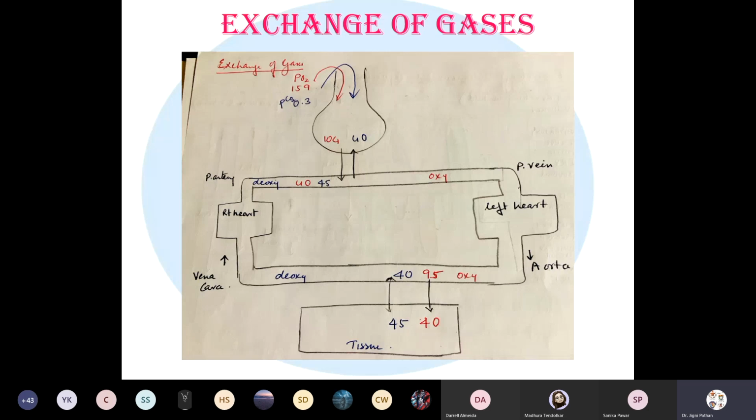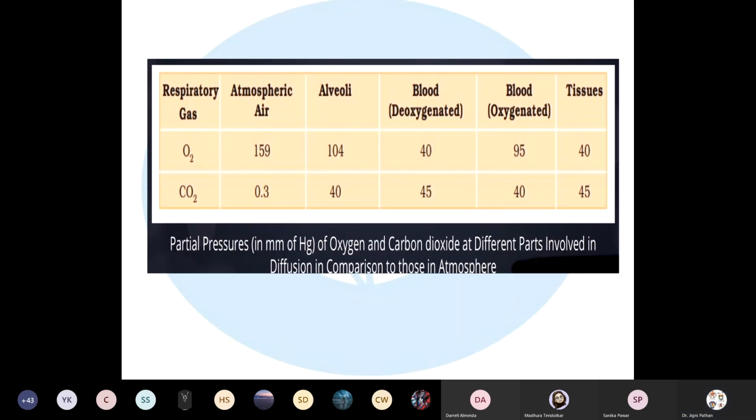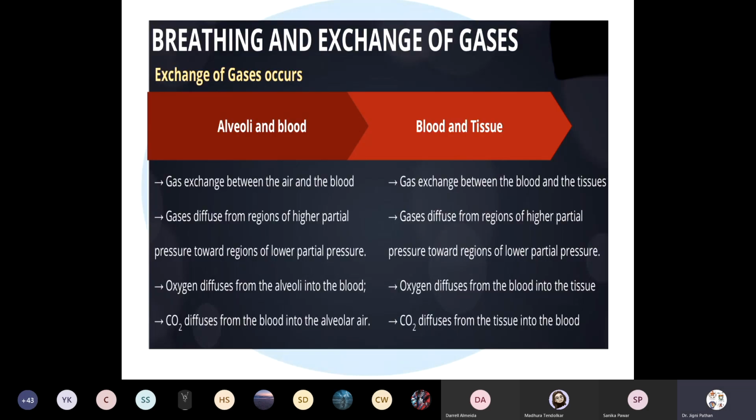Okay, this is the same thing that I have explained just now. So next, let's go to the transport of gases. We have exchanged the gas now, but after exchanging the gas, we need somebody to carry it. Which slide? This slide, alveoli and blood. You can write this, or you can take a screenshot, but I hope you understood what is written there. Okay, done.